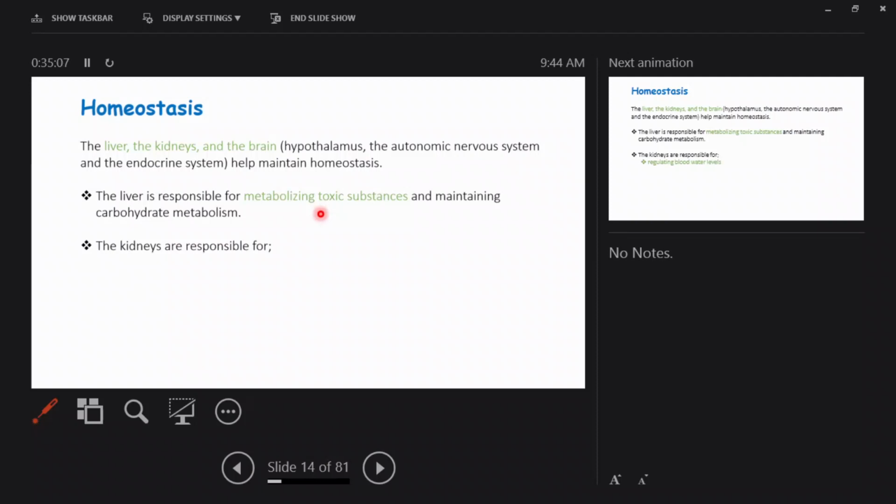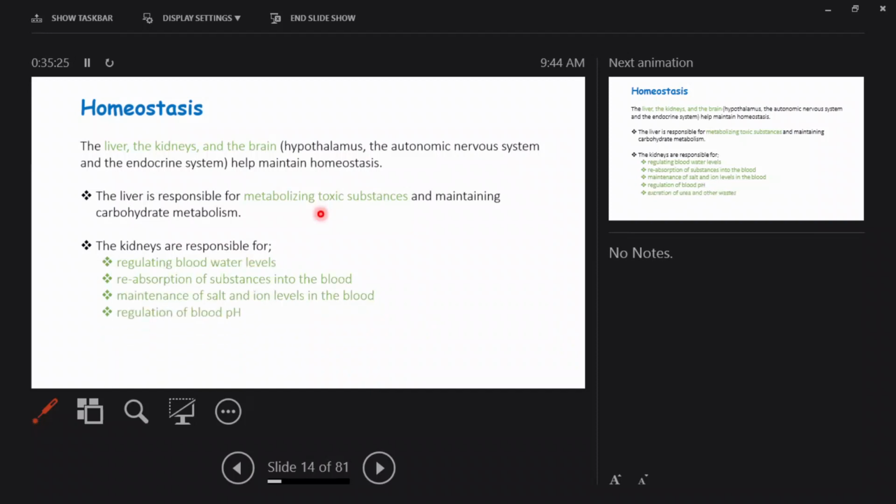The kidney is responsible for regulating the water level in our blood, reabsorption of some nutrients and substances into the blood, maintaining salt and iron levels in the blood, as well as regulating blood pH, and the most famous function of the kidney is excretion of urea and other waste. These five are the main functions of the kidney. Regulate water levels in our blood.